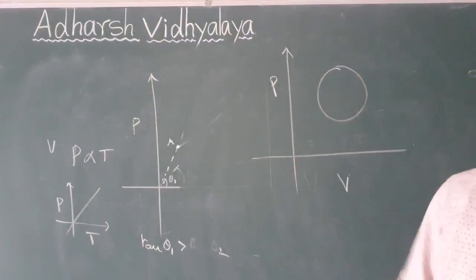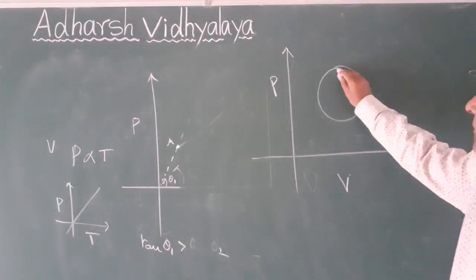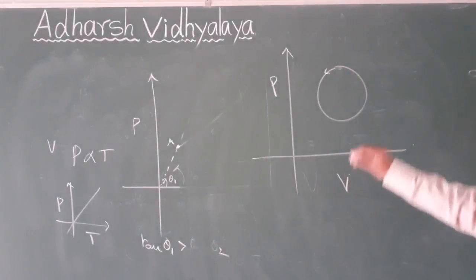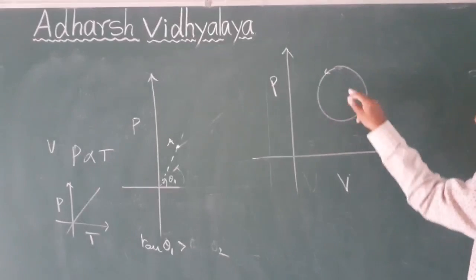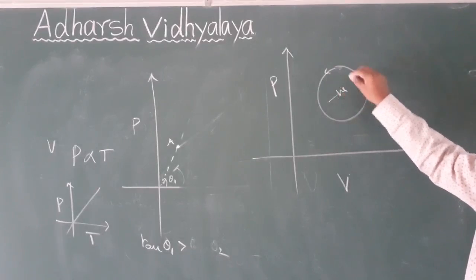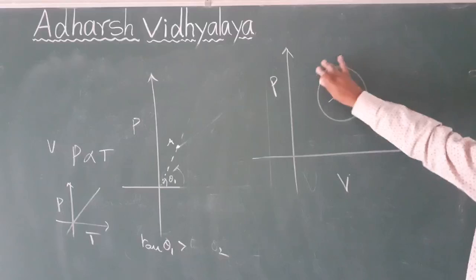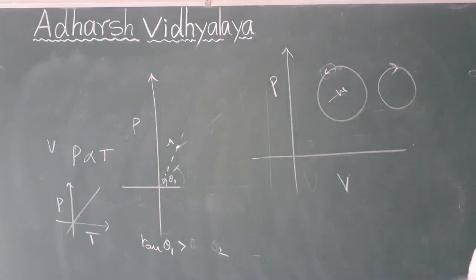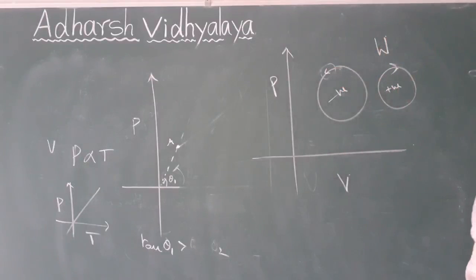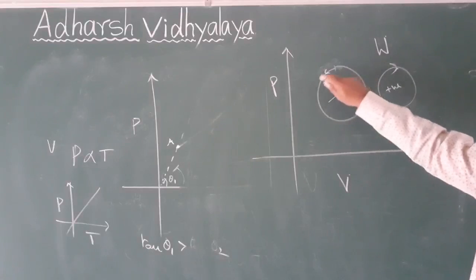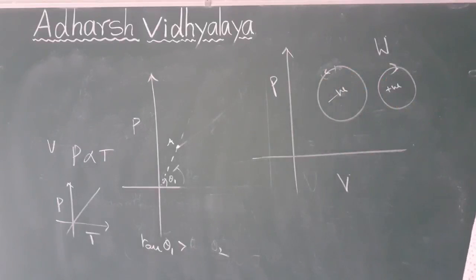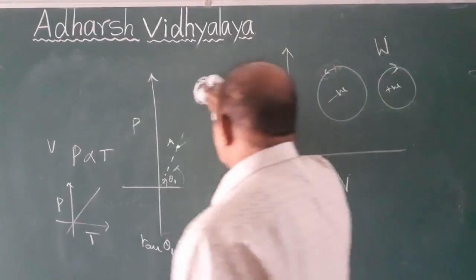If the curve is circular and that is given in anti-clockwise, then this area gives the work done, and anti-clockwise means work done is negative. Anti-clockwise, work done negative. If the curve is clockwise, work done is positive. If they give the curve in anti-clockwise, work done negative. Clockwise, work done is positive.